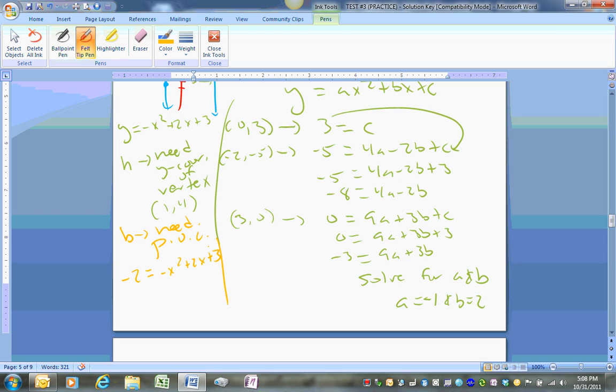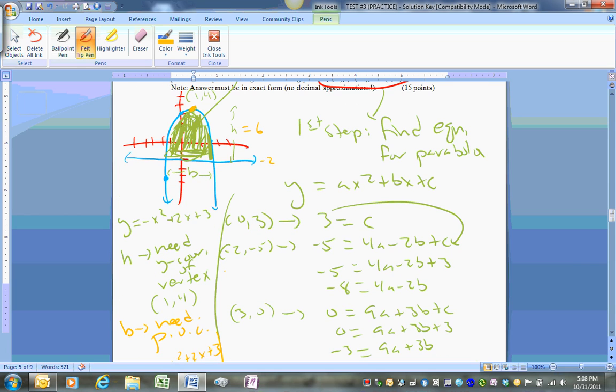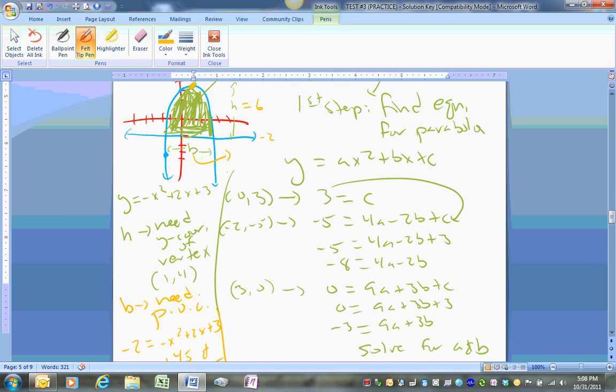So 1, 2, 3. So I'm using the little feature they have there for intersect. -1.45, and run it back. One, two, three. 3.45. So the base is going to be 3.45 minus -1.45. Should be 4.9 roughly. Yep.